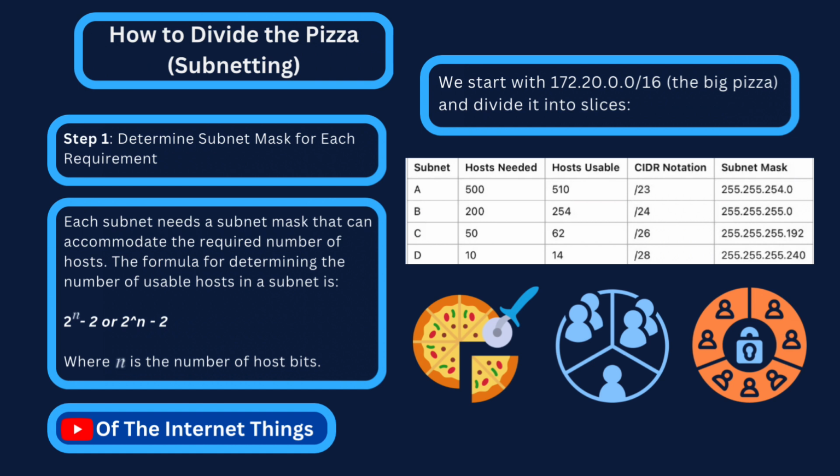How to divide the pizza. Subnetting. Step 1. Determine subnet mask for each requirement. Each subnet needs a subnet mask that can accommodate the required number of hosts. The formula for determining the number of usable hosts in a subnet is 2 to the power of n minus 2, where n is the number of host bits. We start with 172.20.0.0/16, the big pizza, and divide it into slices. We can divide IP ranges into subnets based on the number of hosts required.